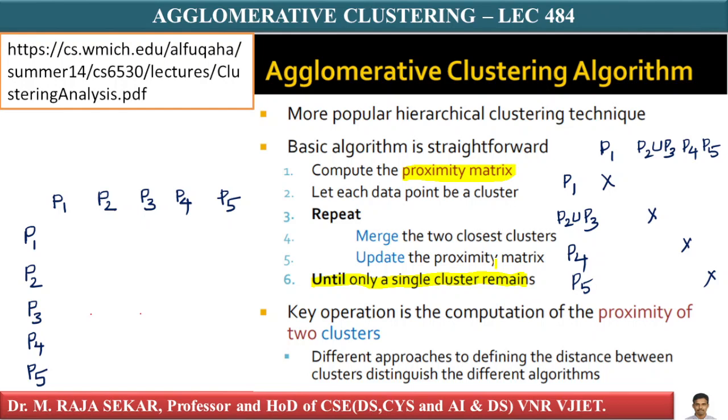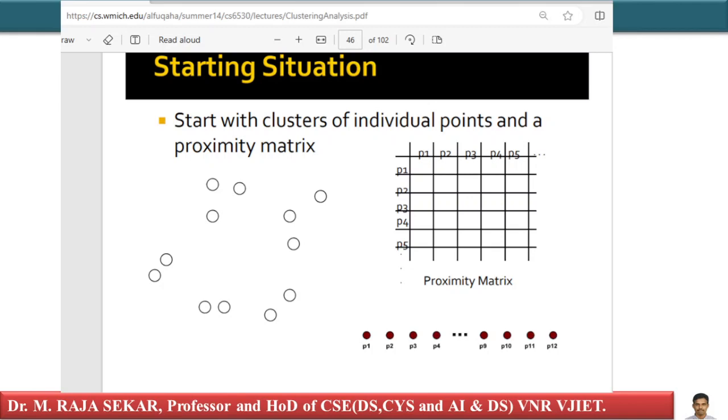Imagine these are my points. Just imagine my points are P1, P2, P3, and so on. First I compute the proximity matrix or similarity matrix. Now each point is a cluster unto itself. Let's assume I have 12 points here. Each point is a cluster unto itself at the starting stage. Now I compute the proximity between all of them.